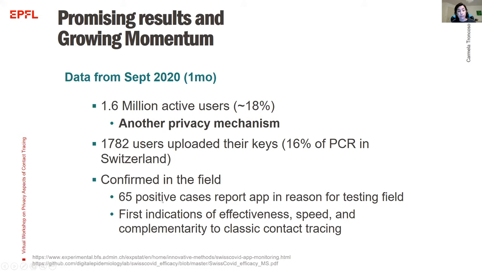We already have 65 positive cases that, on testing, report that the app is the reason for going to take a test. And we also have the first indication of speed, which is one of the main reasons why we're putting this in place, so that we can notify people faster than the manual contact tracer. By now, I think I cannot get the number. I will find it while the other people talk, and I can report later if people are interested. What is the gain? It's kind of half a day or something like that.